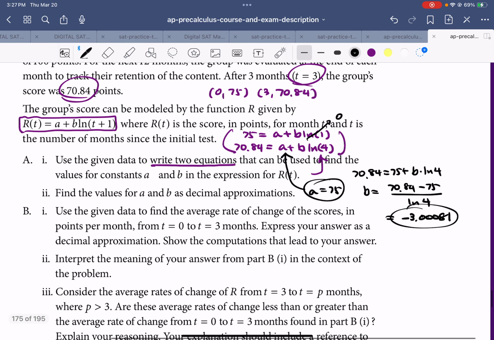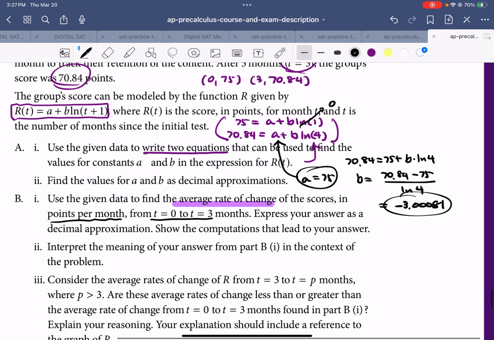Now, B: use the given data to find the average rate of change. It comes up very often in AP Precalculus. In points per month, from t equals 0 to t equals 3 months, express your answer as a decimal approximation. Show the computation that leads to your answer. Okay, let's do that. The average rate of change is basically R of 3 minus R of 0 over 3 minus 0. So that's the average rate of change.